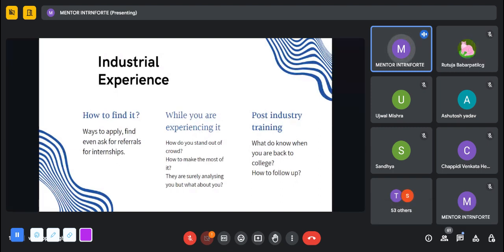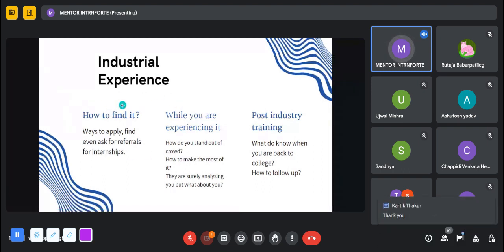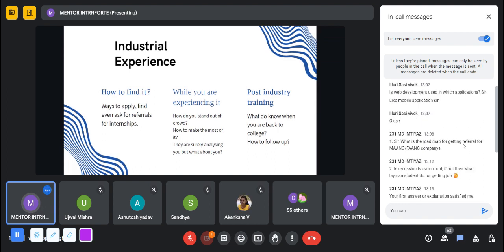Sorry, let us continue. So the first thing is how to find industry experience, and how to exactly find the right internship for you. And be it any type of competition, how can you stand out of the crowd. So yeah, first is the ways of applying.